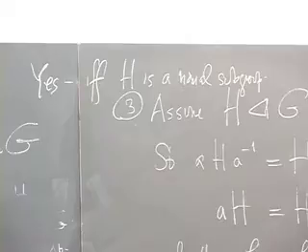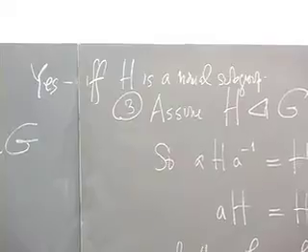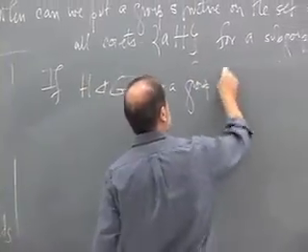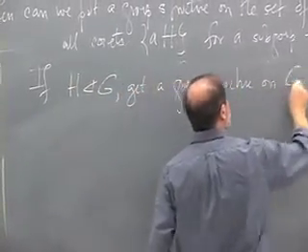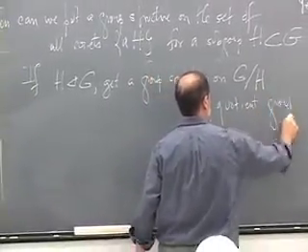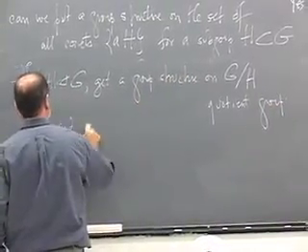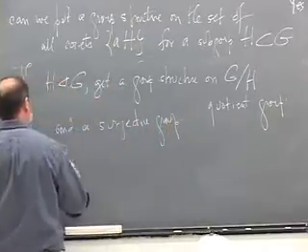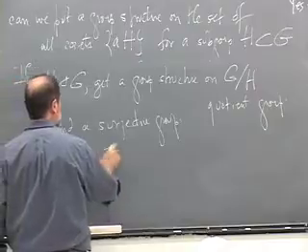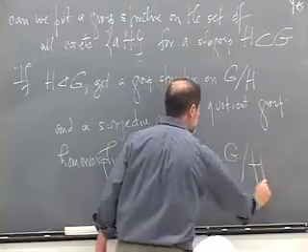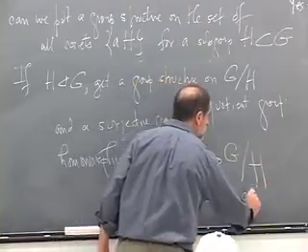Because we have not only a group structure on the set of cosets, we get a natural homomorphism. So, if H is normal in G, we get a group structure on G mod H, the quotient group, and a surjective group homomorphism, F from G to G mod H, that takes the element A into its coset.